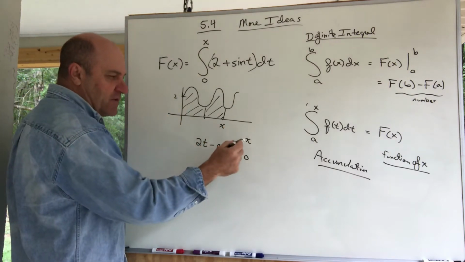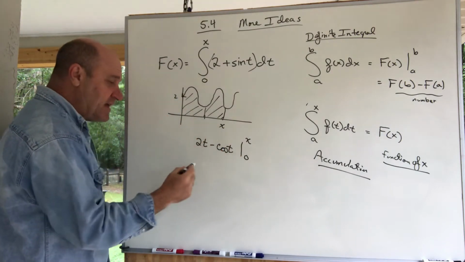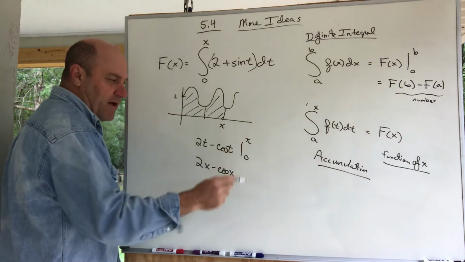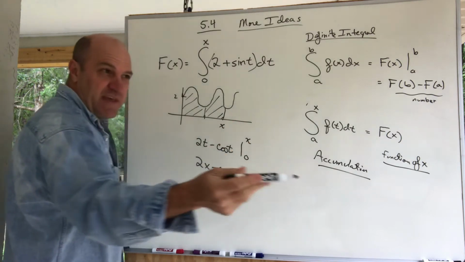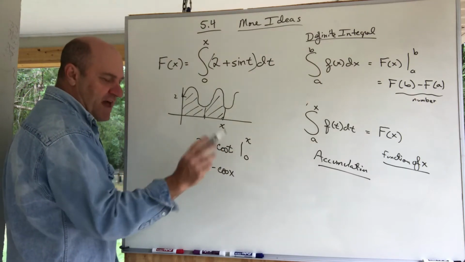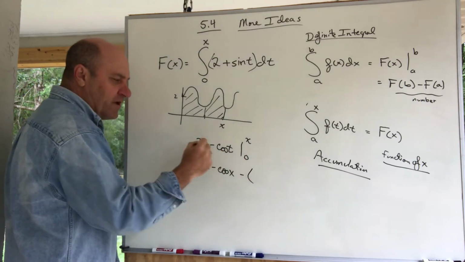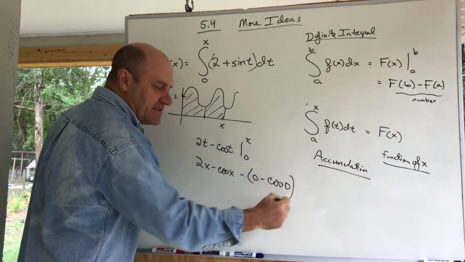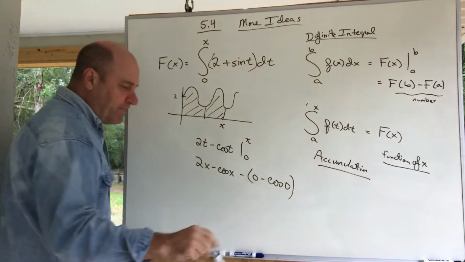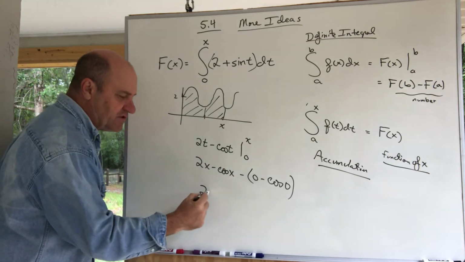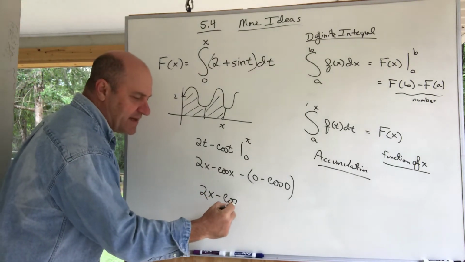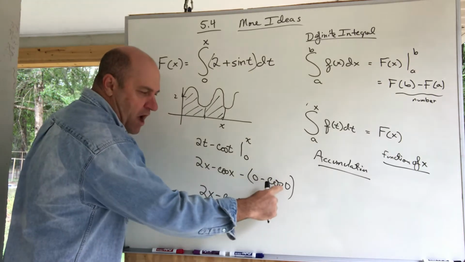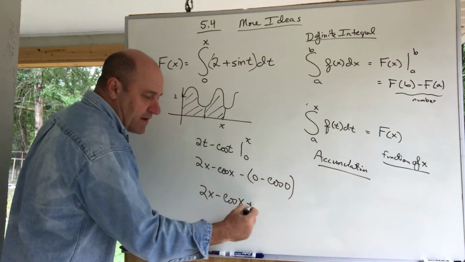Now be careful, watch what happens. You plug in the x for the t, so you get 2x minus cosine of x. Now you plug in a 0. A lot of times we get 0 when we plug in a 0. Not on this one, watch this. When you plug in a 0, that's a 0, but the cosine of 0 is not 0. The cosine of 0 is a 1. So this accumulation function becomes 2x minus cos x minus a negative 1. That's going to be plus 1.